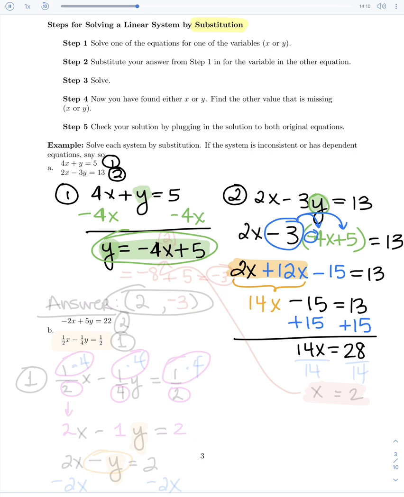Last step would be that we're going to divide both sides by 14. And that gets us that x equals 2. Be careful, we are not done. This is only half of the answer. Remember, your answer, if you're getting one, should be a point, meaning an x and a y. We just found the x. We still need to find the y.